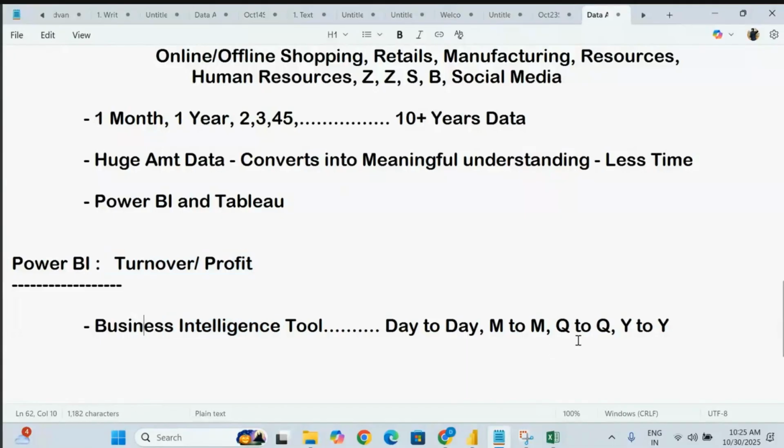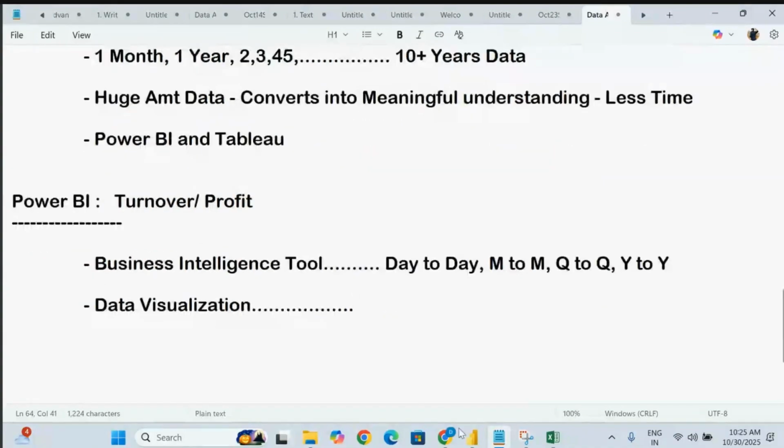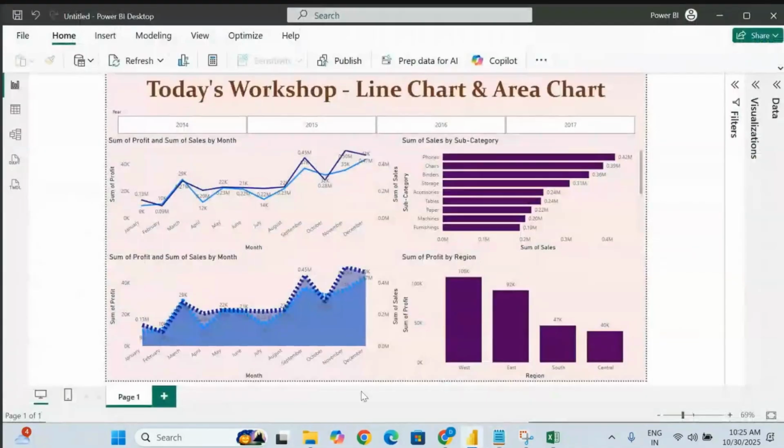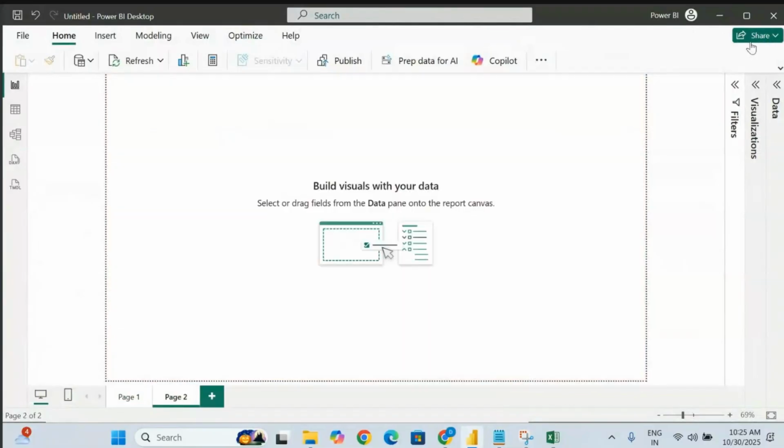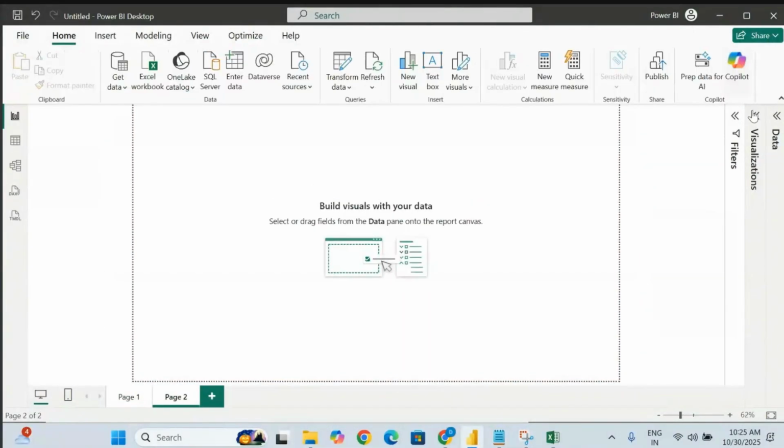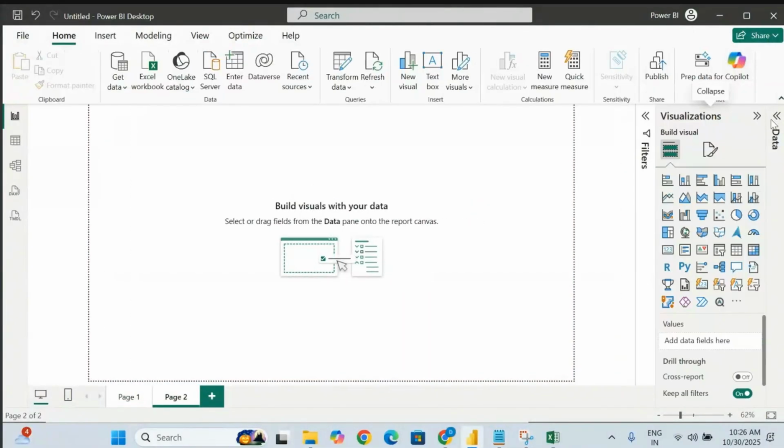Fine. So this is not the definition of Power BI, but your standard definition of Power BI, which we call data visualization. So what is the meaning of data visualization over here? Observe. Let me open my Power BI now. So this is my Power BI. Let me expand it. Just observe, don't worry.